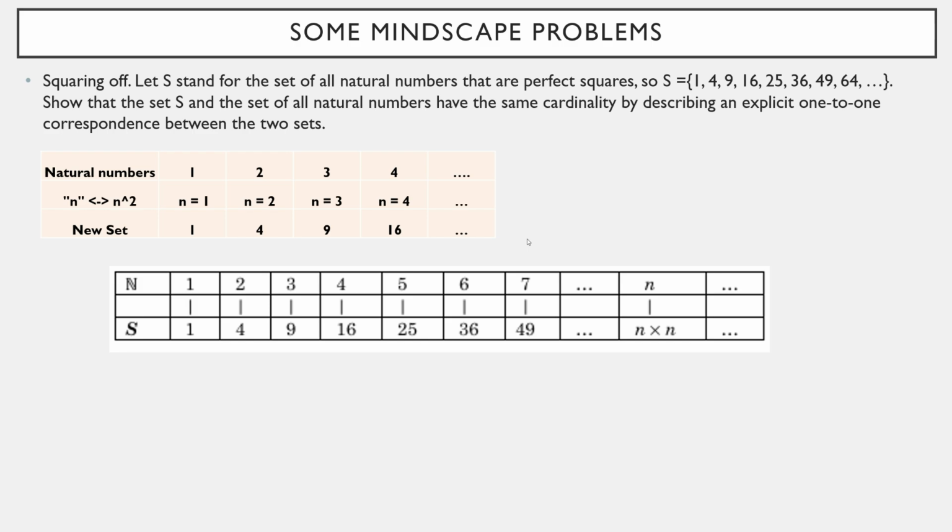And what we'll do in the next section is show you that there are actually different levels of infinity. Maybe one set that has an infinite number of elements cannot be mapped to another set that also has an infinite number of elements.